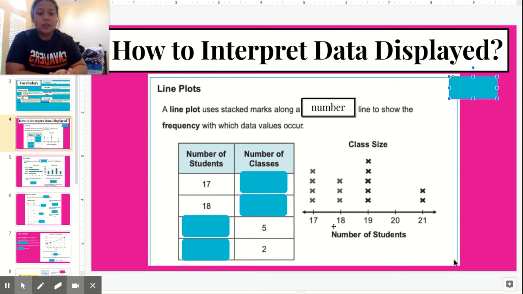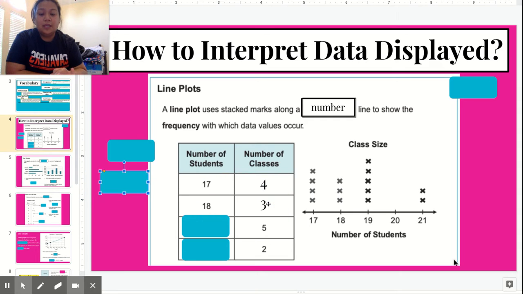Down here on the bottom, these numbers represent the number of students in a class. So if I looked at this, there's 17 students in 1, 2, 3, 4. Each one of these X's represents a classroom. So here you would have 4. For a number of students of 18, how many classes is that? 3, because there are 3 X's above it. Remember, each X represents a class.